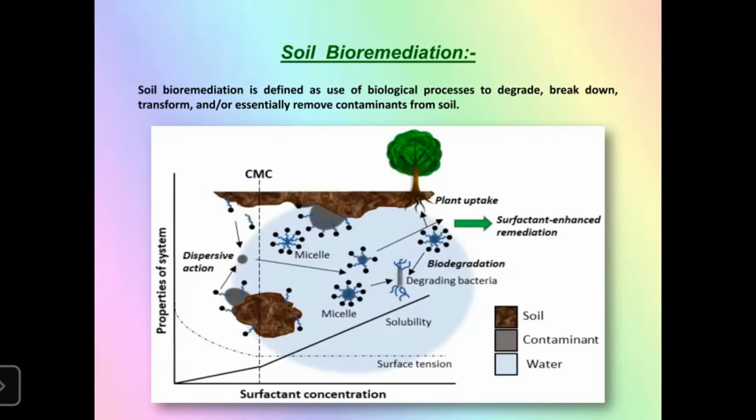Now, here the critical micelle concentration, CMC, is taken into consideration. Dispersive action takes place, micelles are formed, and plants take up the important nutrients, and the rest of the contaminated part is removed. So here the brown part gives us the soil part, the gray part shows the contaminant, and water is shown in light blue color. So, here is this graph that is represented.